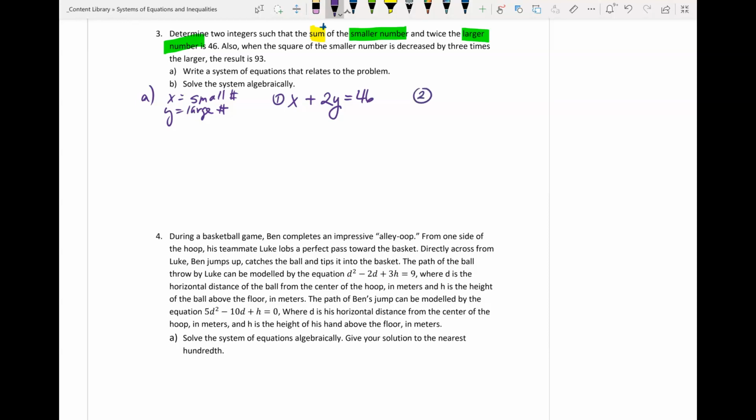Now I want to find the second equation. It says the square of the smaller number is decreased by 3 times the larger, and the result is 93. So the square, this means I'm going to square that number. X is my smaller number, I'm going to square it. Decreased is subtraction by 3 times the larger number. We should get 93. This is the second equation.